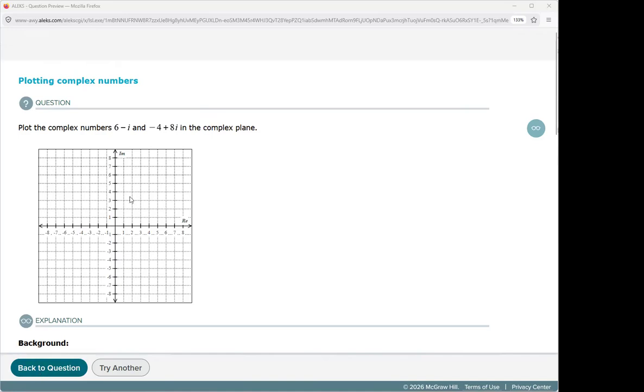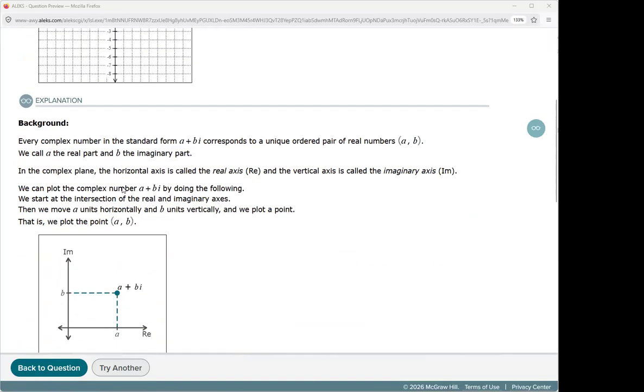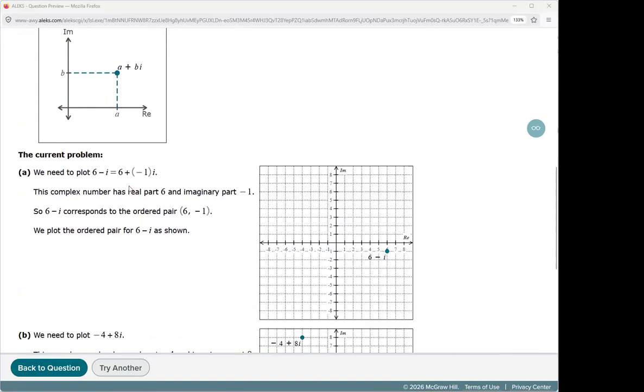So the vertical is the imaginary or complex part. Horizontal is the real part. Okay, so 6 minus i, what would that be? This is 6 on the real number and -1 on the i. It's imaginary 1 right there. So you go to the 6 and then you go down 1. This right here is 6 minus i.